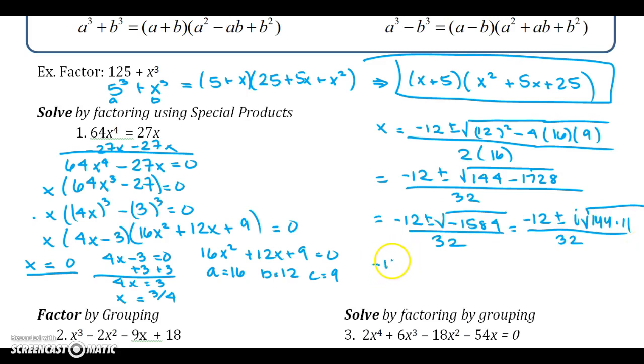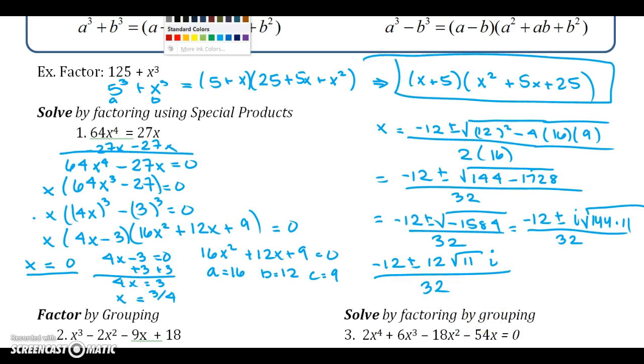For now, negative 12 plus or minus the square root, well, 144 is 12, the square root of that. So I'm going to take that out. What's left over in the square root is 11, and then I still have that i at the end. All of that is divided by 32. Now you can just do a little bit more simplification. I know this is a mad long problem, but you're hanging in there pretty well.